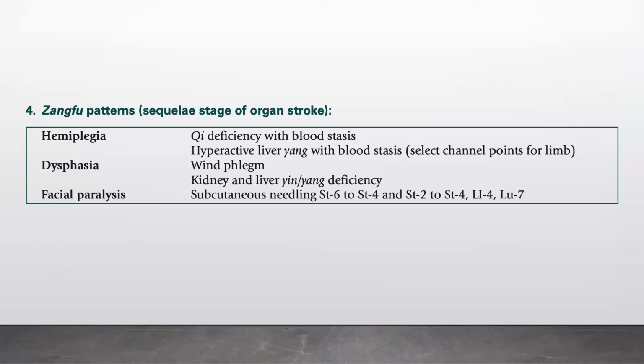So select channel points for limb. For dysphagia, we have wind phlegm or kidney and liver yin-yang deficiency. For facial paralysis, we do subcutaneous needling, stomach 6 to stomach 4, and stomach 2 to stomach 4, LI4, and lung 7.